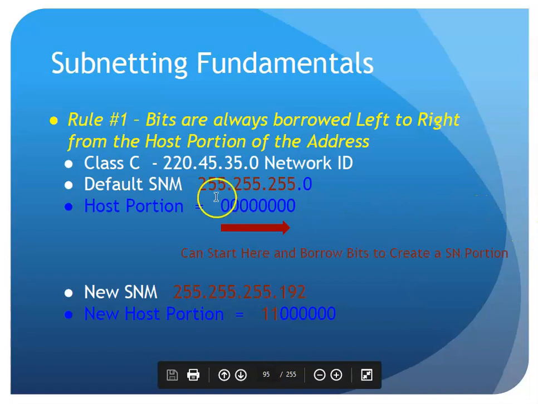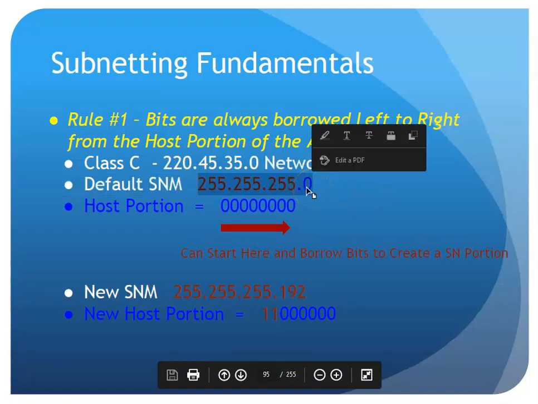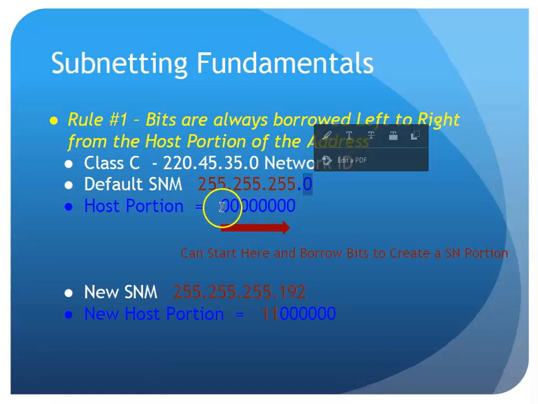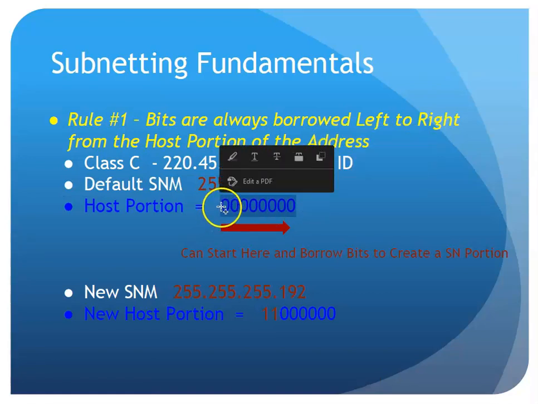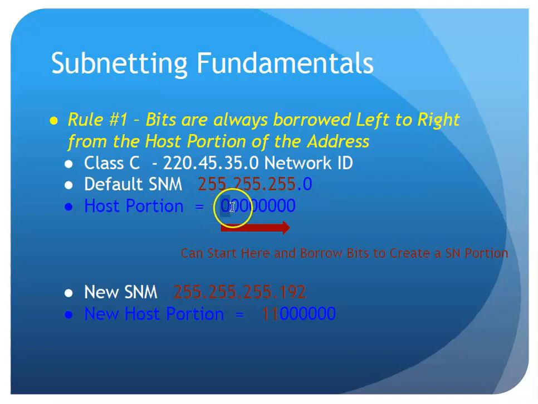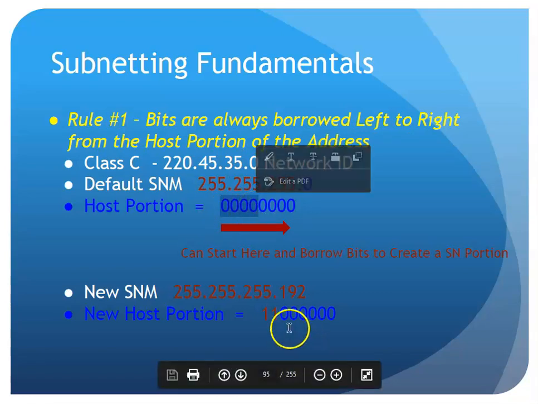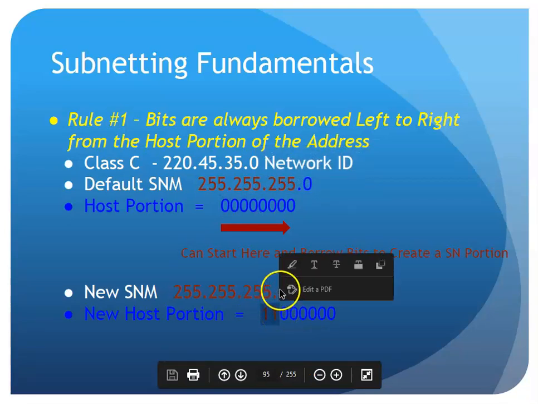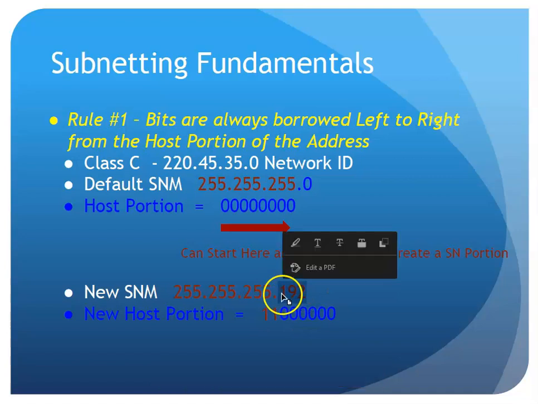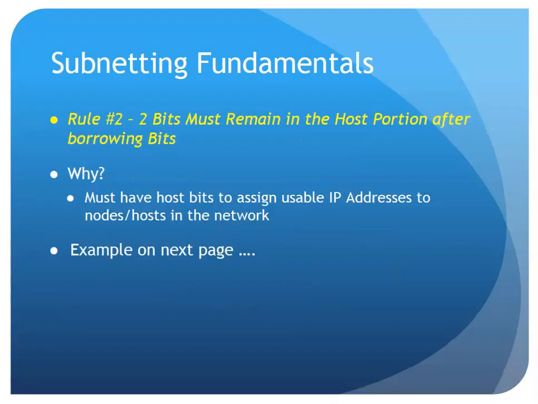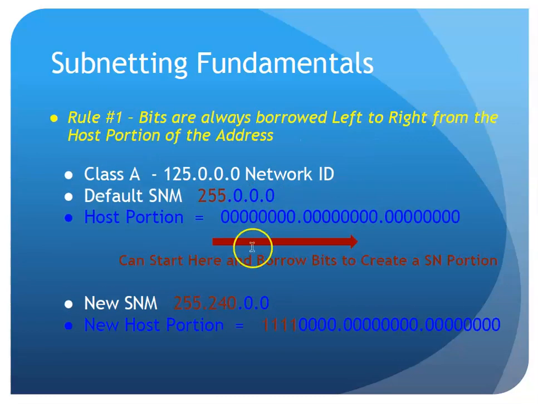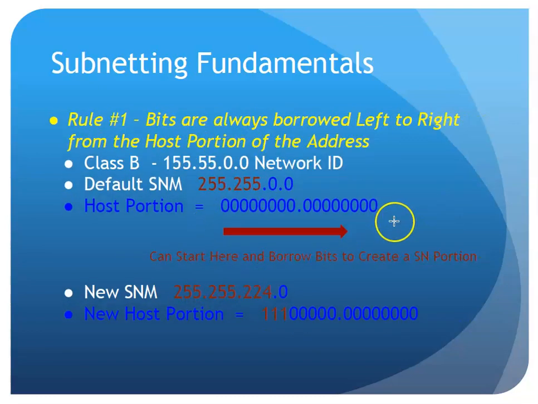If I have a Class C, here's my subnet mask, 255.255.255.0. If I take the host portion here, there it is, all zeros, I'm going to start borrowing from here going right. I will start borrowing those bits, slowly going left to right. So out here, if I borrow the first 2 bits from that host portion, I could do a 192, and that would be my subnet piece. So no matter what, I'm going to borrow left to right from the host portion.